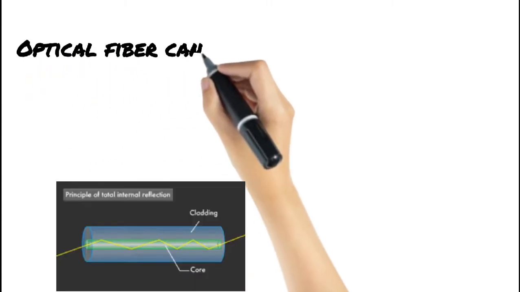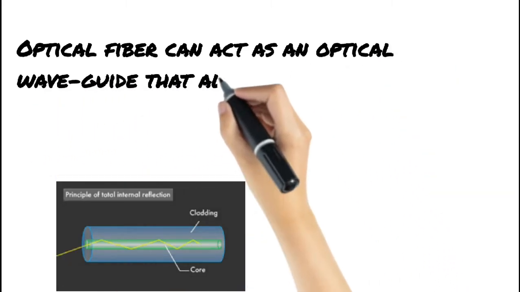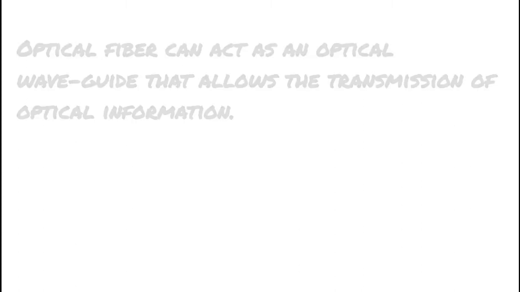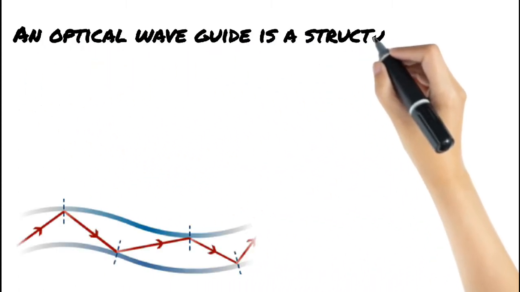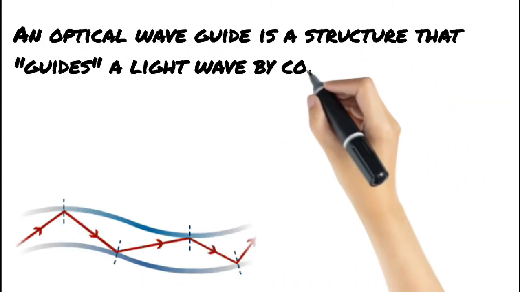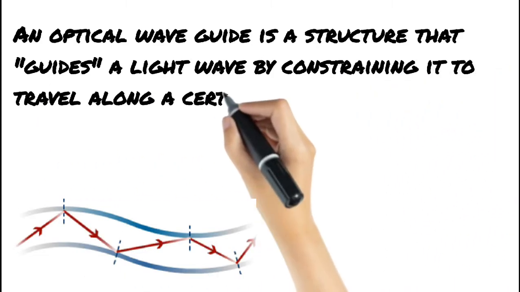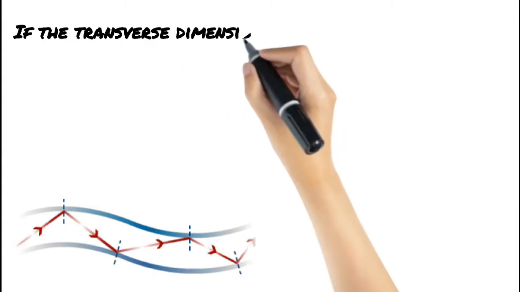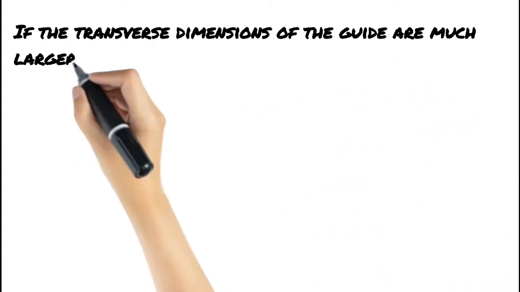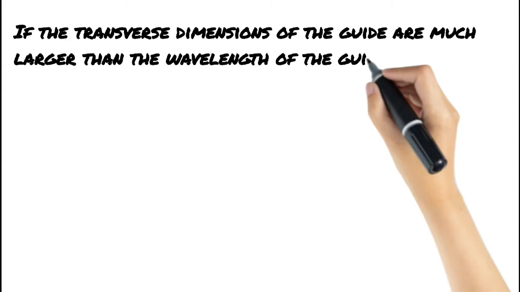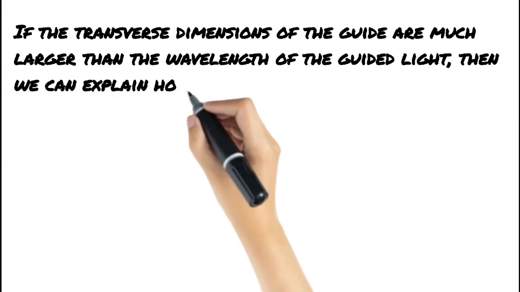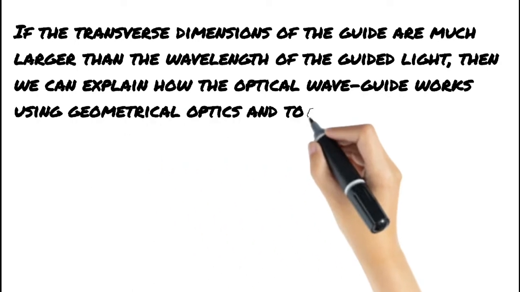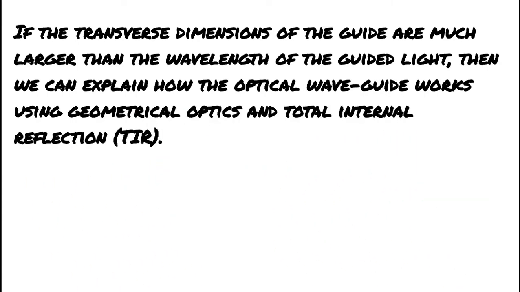Optical fiber can act as an optical waveguide that allows the transmission of optical information. An optical waveguide is a structure that guides a light wave by constraining it to travel along a certain desired path. If the transverse dimensions of the guide are much larger than the wavelength of the guided light, then we can explain how the optical waveguide works using geometrical optics and total internal reflection.